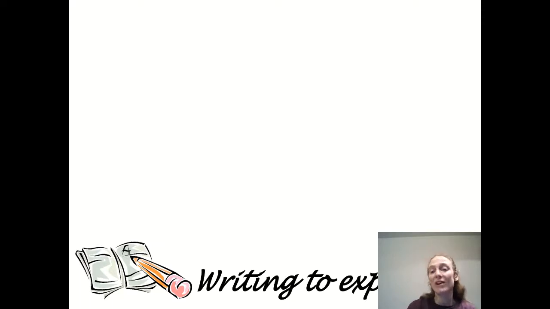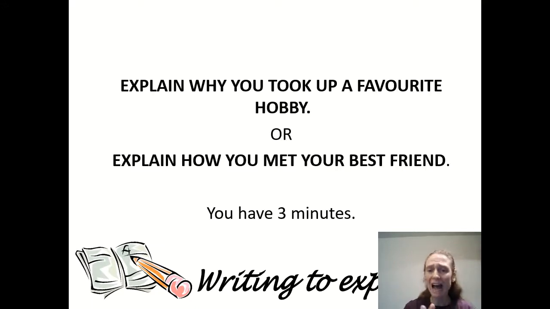When you are writing to explain, not only do we include what something is, but also how it works. It's slightly different to other types of writing. Have a think about these two questions. You're going to have 3 minutes to think about them. Explain why you took up your favourite hobby, or explain how you met your best friend. Have a think about how you would explain those things.